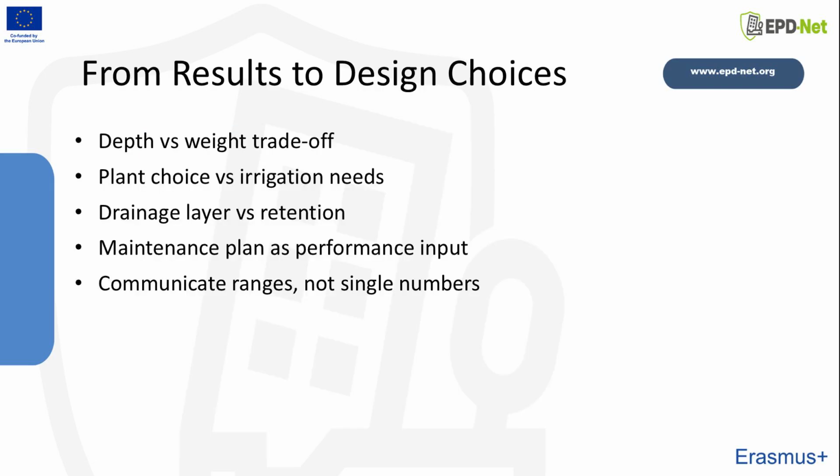Turning results into design choices means translating physics into levers. Substrate depth increases storage and thermal mass, but also increases structural load. Plant selection affects shading and evapotranspiration potential, but also maintenance and drought tolerance. Drainage design shifts the balance between retention and safe overflow, which matters for both stormwater performance and waterproofing risk. Irrigation can boost cooling performance in dry periods, but changes water demand and operational complexity.